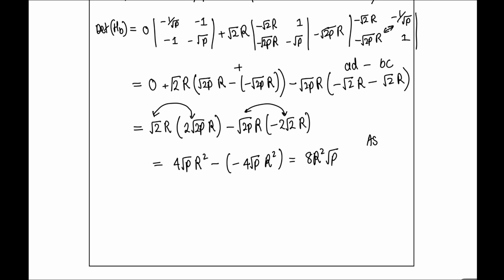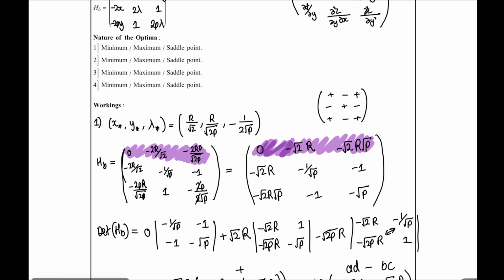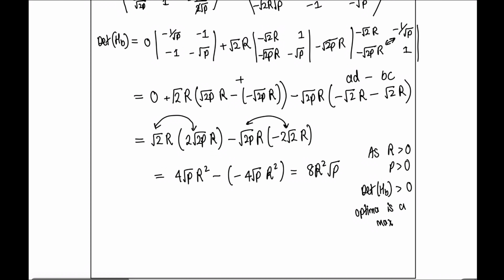Now, as r is greater than 0 and p is greater than 0, the determinant of HB must be greater than 0, and that means that the optima is a maximum. So this is a maximum. If we now do the same thing for solution number 2, we have x, y, lambda. X was minus 3 over root 2, y was 3 over root 2p, and lambda was 1 over 2 root p.